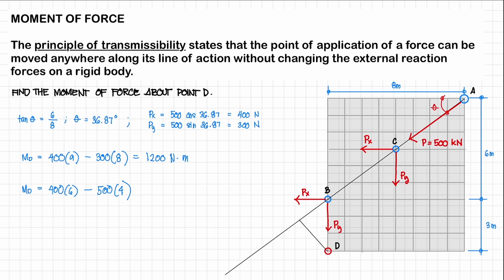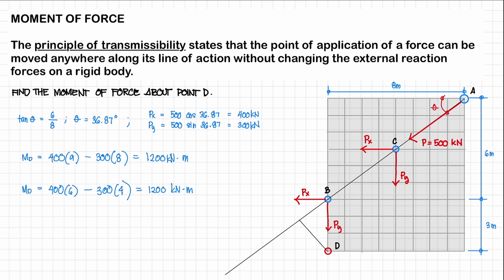All right, so correction, this is supposed to be 300 newtons. So let's change this. Ah, kilonewtons. So this is supposed to be in kilonewtons. All right. And 400 times 6 minus 300 times 4 would give the same value of 1,200 kilonewton meter.